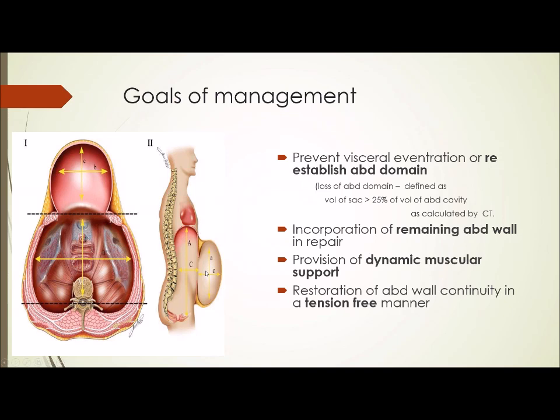The closure of the defect should be utilizing the remaining abdominal wall. Why? Because that is a dynamic muscular support. That wall is still functioning, although it's not functioning in the normal way. Why? Because it has lost the most important attachment, the linea alba. That has to be reconstituted. Until then, the wall is no longer dynamically, muscularly active. And that should all be done in a tension-free manner. That is the whole aim of the surgery.